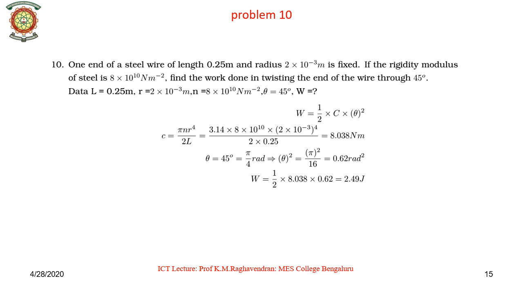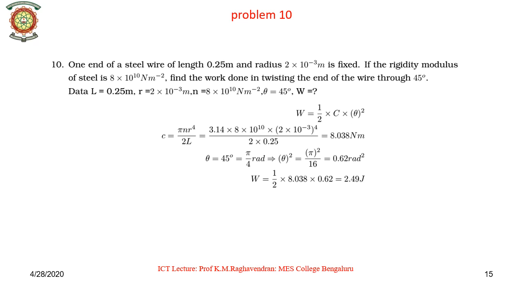The point to note is the work done in this case is given by W is equal to half into C into theta squared, where C is the couple per unit twist, while theta is the angle through which the wire is twisted, to be substituted in radian. So we first calculate C by the formula pi n r to the power 4 by 2L, which gives us 8.038 Newton meter. Then we convert theta, which is 45 degree, into radian, which is pi by 4 radian.